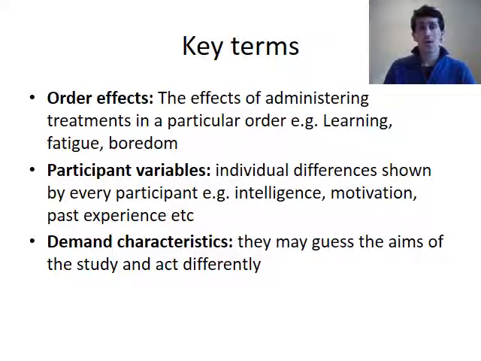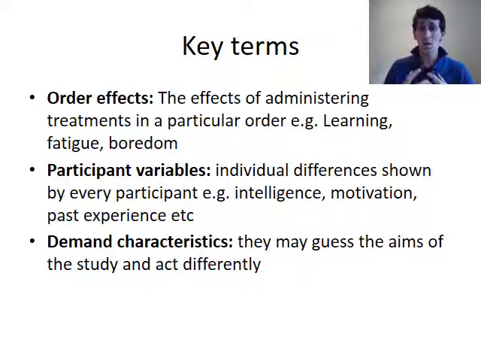The second thing that we're going to be looking at is participant variables. And participant variables are these individual differences shown by the participants and how they can have an effect on certain designs and not others. And the third one is demand characteristics. And these are where somebody tries to guess the aim of an experiment. It's usually done where the person is doing both of the conditions. Because they're doing both conditions, by the time they come to the second one, they might have worked out what the actual study is about.